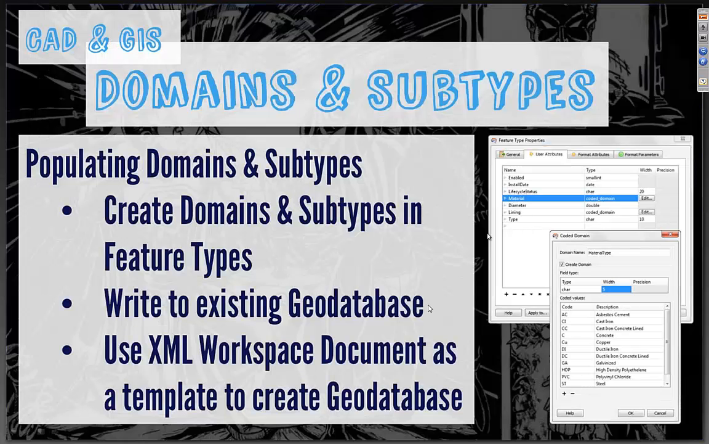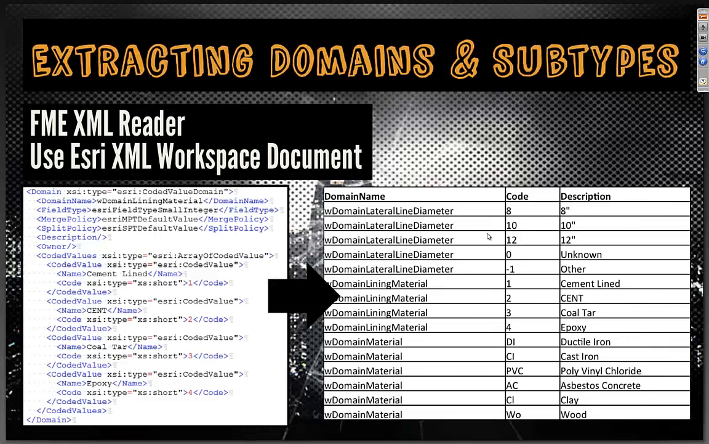Write to an existing geodatabase or use an XML workspace document as a template to create the geodatabase. But then sometimes there's another problem with domains, and that's the idea of extracting domain tables. And this is very relevant because someone just asked, how can we get existing domain information and put them into something he can use in his workspace?